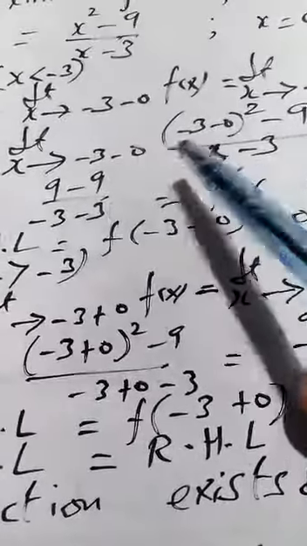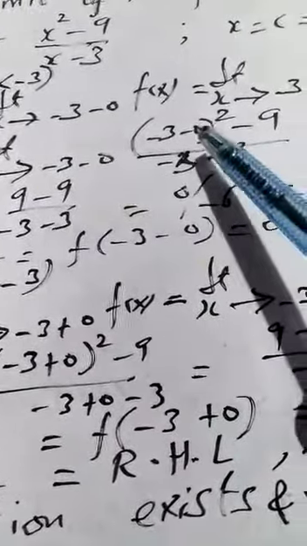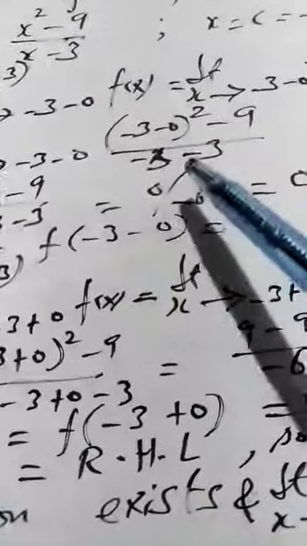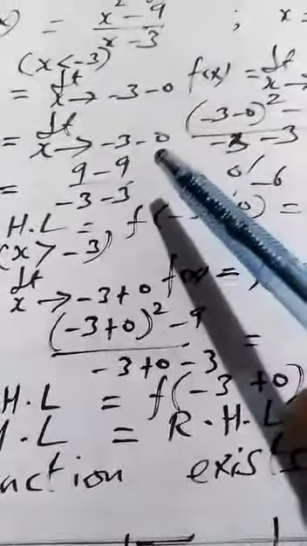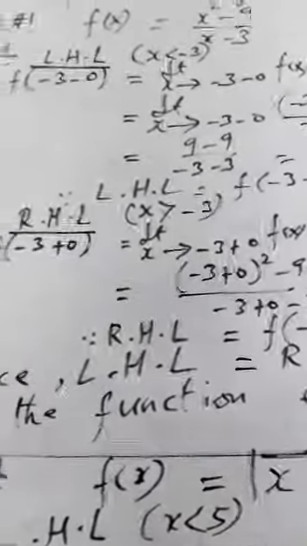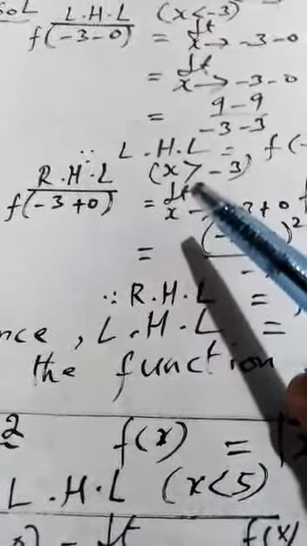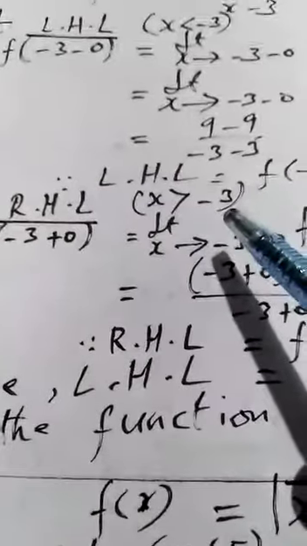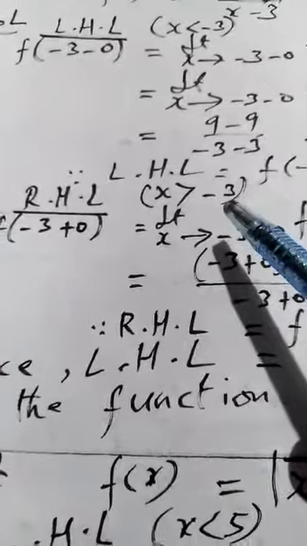Okay, now put x equal to -3 -0 in place of x: 9 minus 9, 0, over -3 minus 3, which is -6, equal to 0, which is your left hand limit. Now let us come towards right hand limit. That means x should be greater than -3. In this case we are approaching -3 from right side.